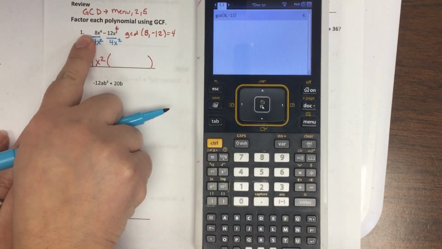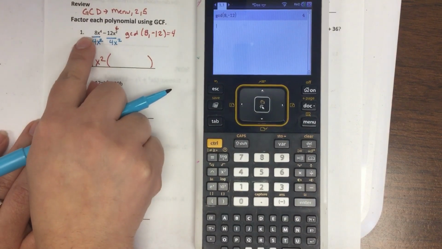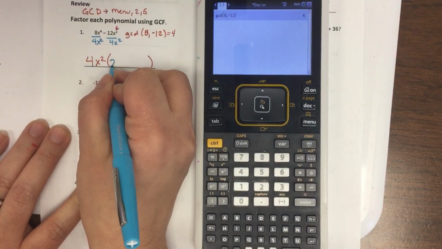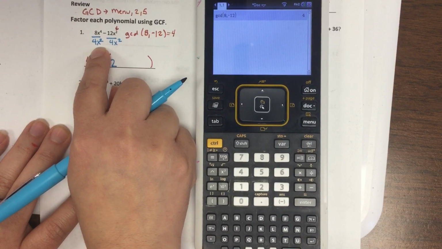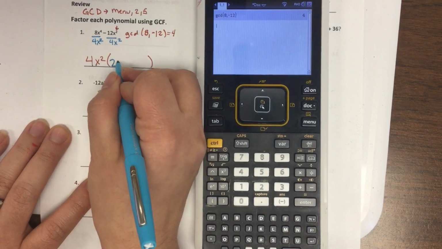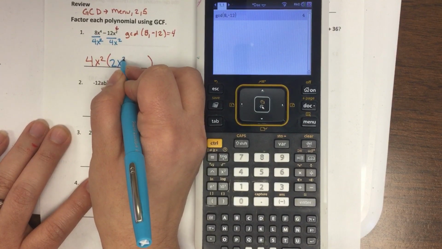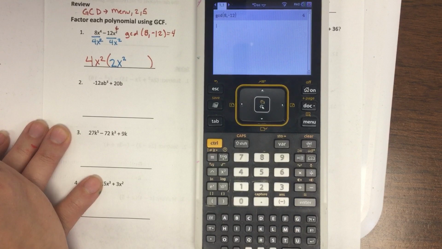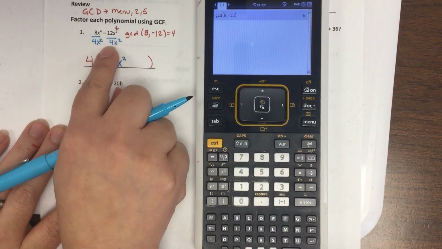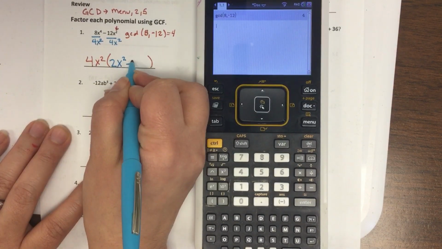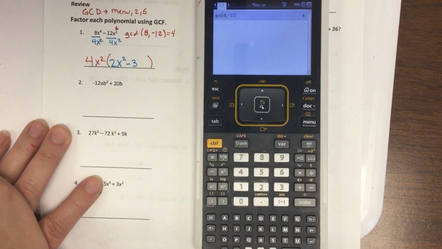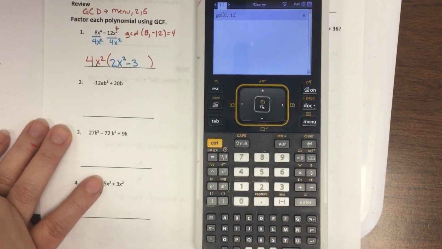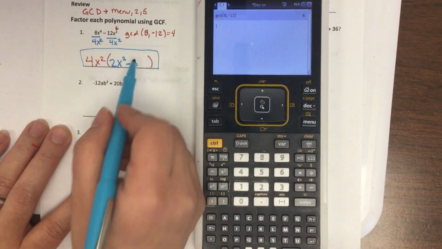Okay, 8, we'll do coefficients first. 8 divided by 4 gives me 2. And then x to the 4th divided by x squared. The rule is to subtract the exponents. So 4 minus 2 gives me an exponent of 2. Negative 12 divided by 4 is a negative 3. And then x squared divided by x squared, the rule says to subtract. 2 minus 2 is 0. So those cancel out altogether, and this would be my final answer.